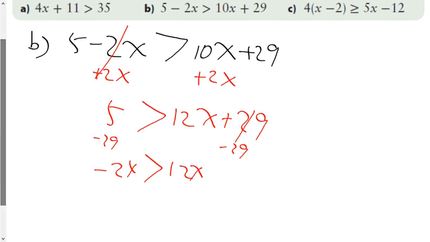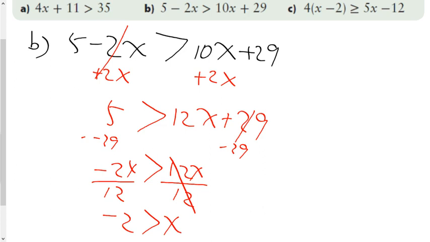And once I get that, divide both sides by 12. At any point, should I flip the sign yet? Did I have any reason to flip the sign yet? Where? Right here? When do you flip the sign? When you multiply or divide by a negative number. Since I have not done that, I do not flip the sign.